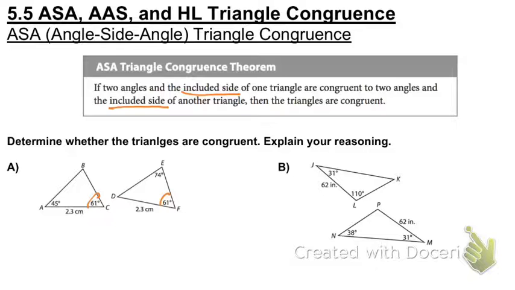Gregory, what's another thing we have? Side DF and side AC are congruent. They're both 2.3 centimeters. Okay, so we know we have a set of sides and a set of angles. Now, is a set of sides and a set of angles enough?